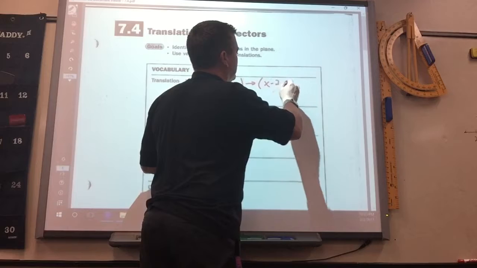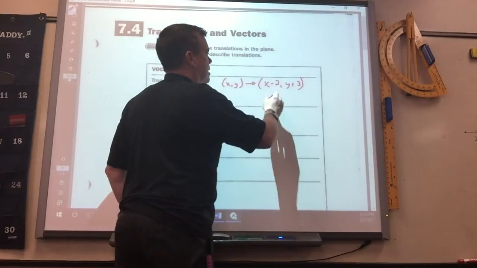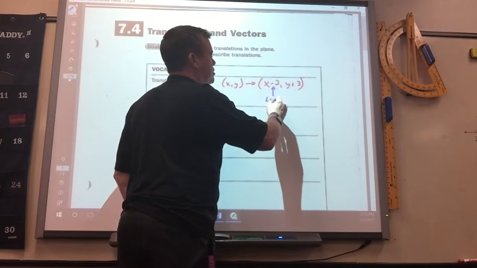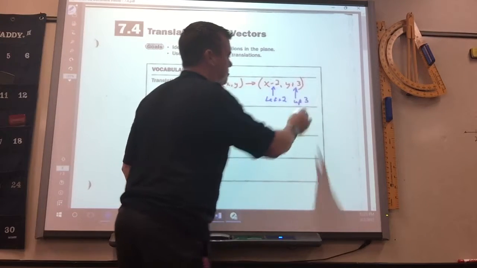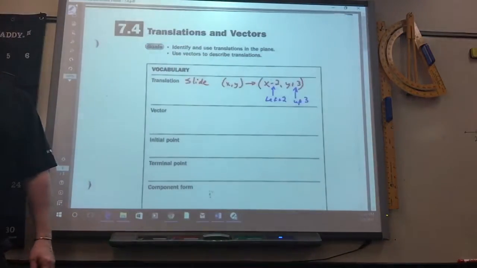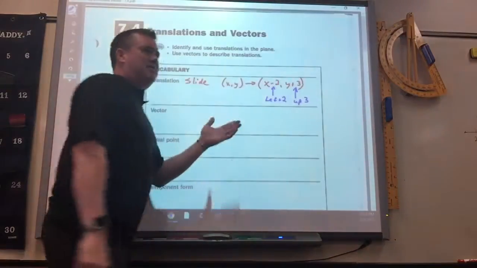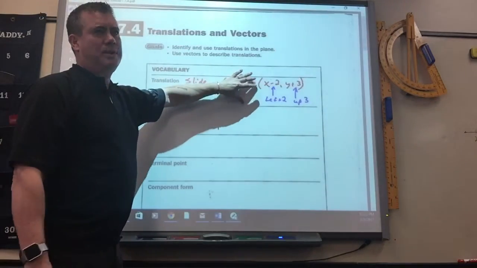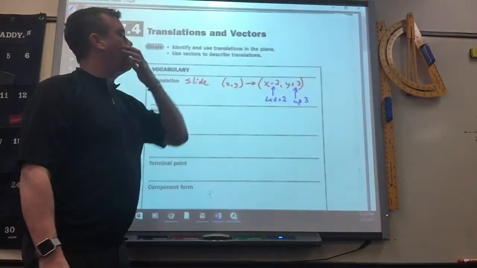So this just means take the x and the y and move it. If it's written like this, it just means x minus 2 means left 2. Y plus 3 means up 3. Okay? So everyone understand how to read those? Yes, sir. So all of this stuff doesn't mean anything other than it's the way the notation is written. All you got to do is look at this to see what happens.